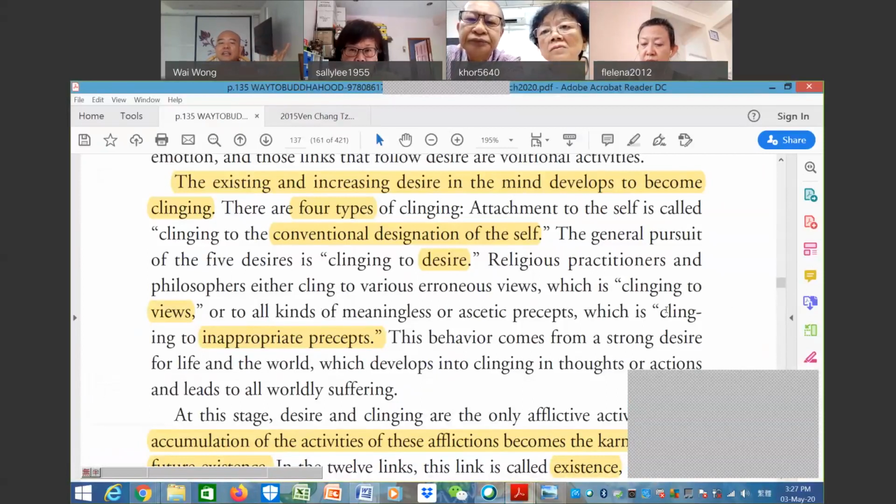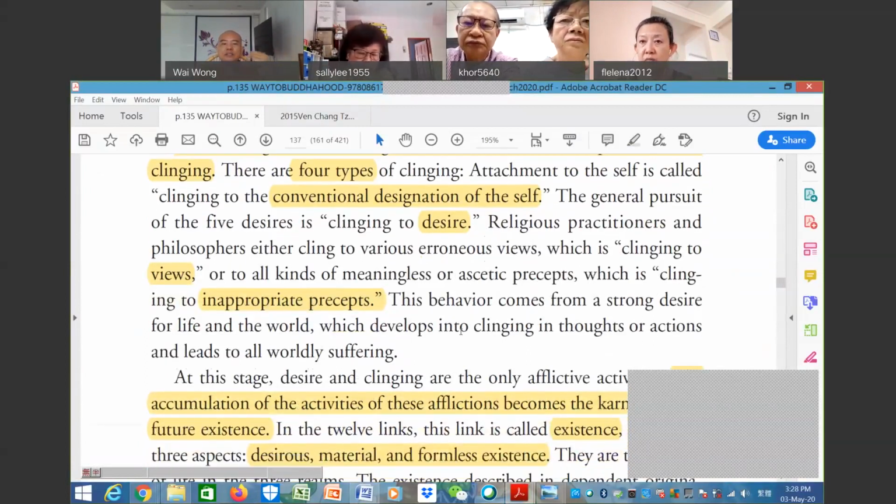Clinging to the view. Okay, but there will be the clinging to desire, meaning to say that we are always attached to the pursuit. We always pursue the five desires. And the clinging to the conventional doctrine of the self. Well, for us, it's very natural because we always have a perception that we have a self. So this is the clinging part.